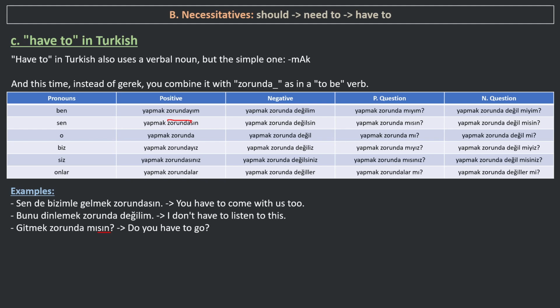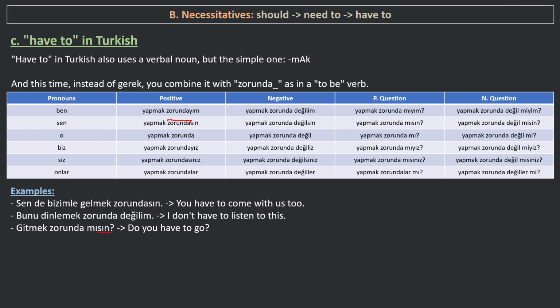Hastaneye gitmek zorundasın. Zorundasın. Sın is the ending for you. You have to do something, and you have to do what? Gitmek. You have to go, and go where? You have to go to the hospital. Hastaneye gitmek zorundasın.